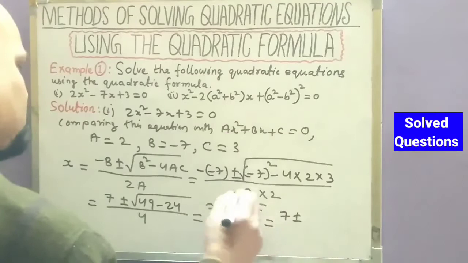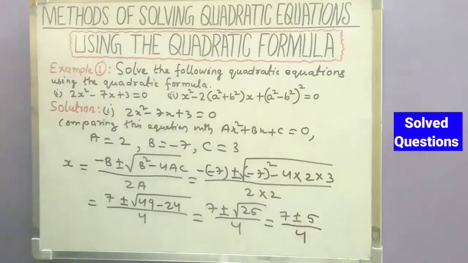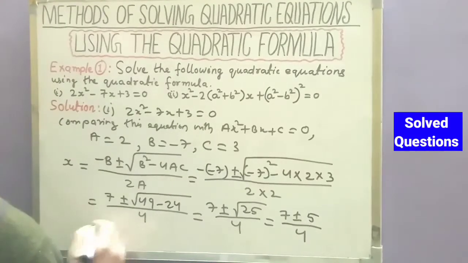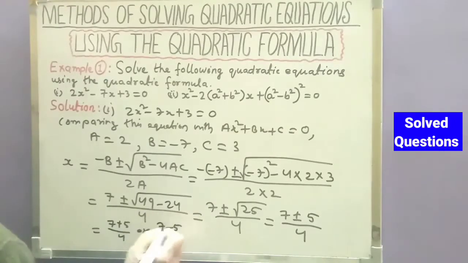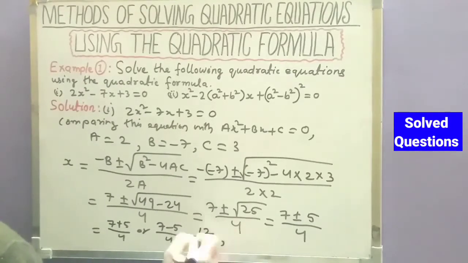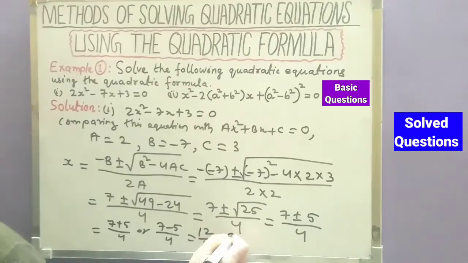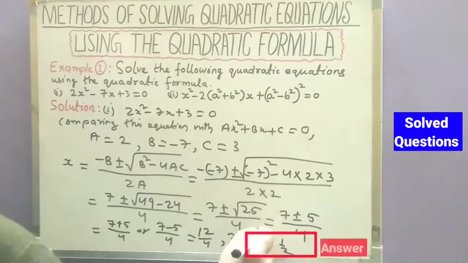Now (7 ± √25)/4, that is (7 + 5)/4 or (7 − 5)/4, that equals 12/4 or 2/4, that equals 3 or 1/2. These are the values of x.